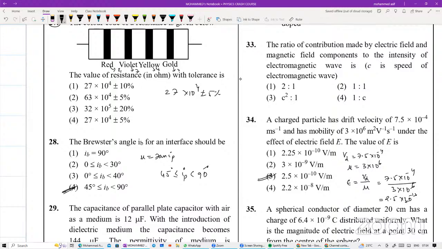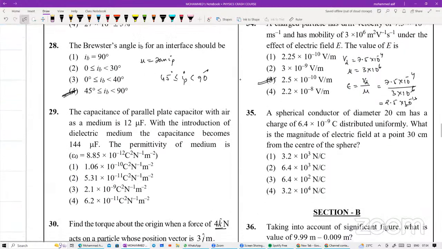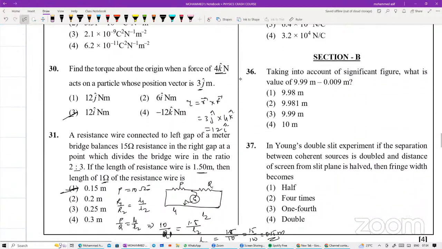Third option. 35, spherical conductor, is from electrostatics. Question number 36, you need significant figures. You can do this one better.